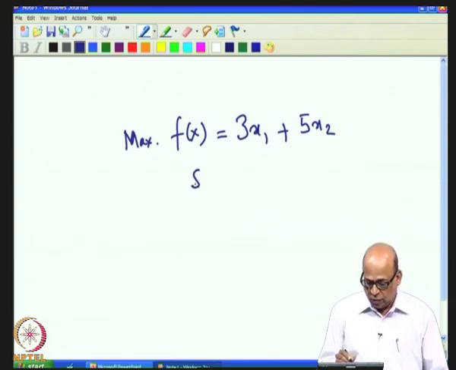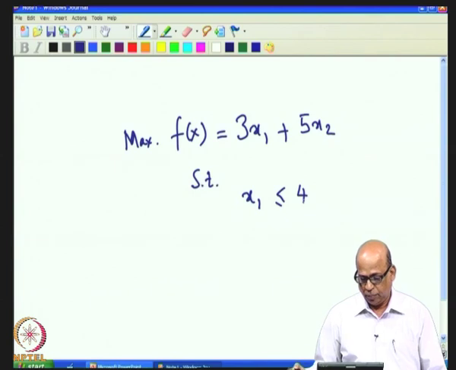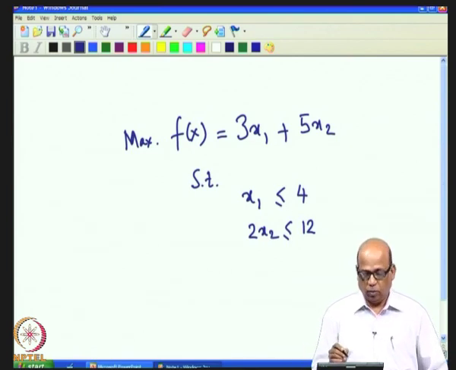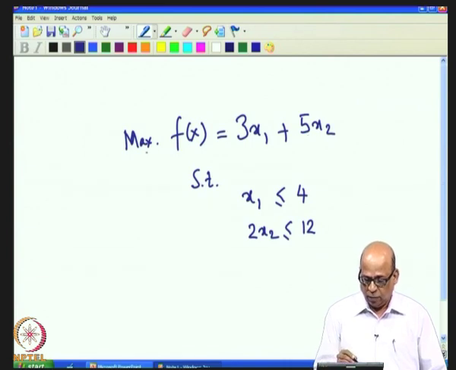Then we may write a constraint, subject to, let us say, x1 is less than or equal to 4 and 2x2 is less than or equal to 12. Let us say we write only these two conditions. Just have a look at this function. We have positive coefficients here, 3x1 and 5x2, and we are looking at maximization of this function.